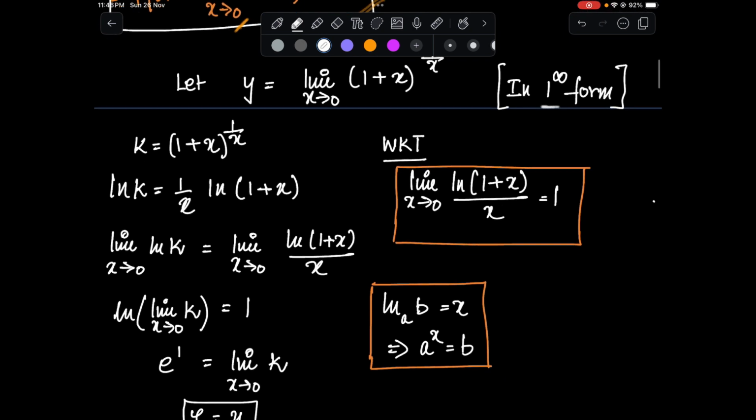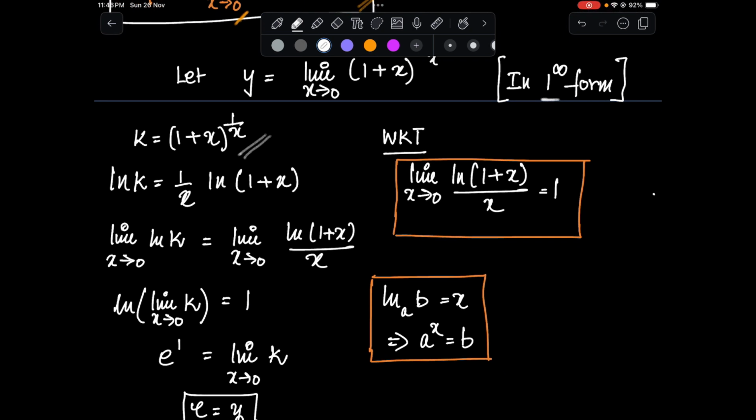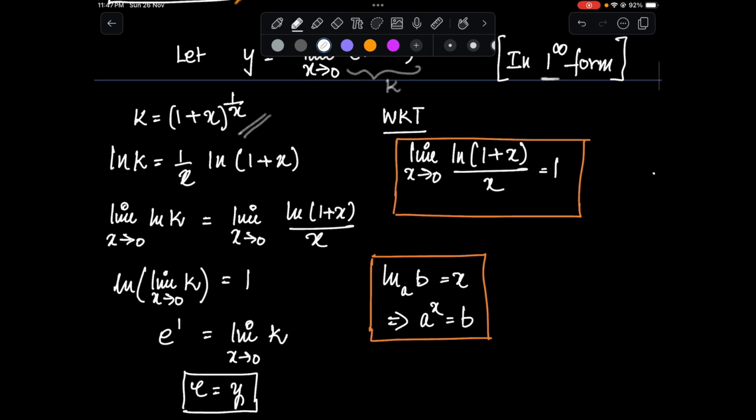Now see what I did. I took k as this, the inside part I took as k. Now I am taking ln on both the sides. So ln of a to the power m is m ln of that. So I have written that. Now when you observe, this is coming in the form of ln(1 + x) by x.